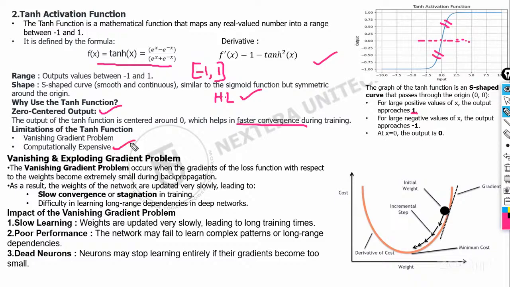Whatever activation function we are learning, you are supposed to memorize some points. The first one is the formula. This is the important one. What is the formula for the sigmoid activation function? f of x is given as 1 divided by 1 plus e raised to the power minus x. Then followed by, what is the output range that we can get? 0 to 1.